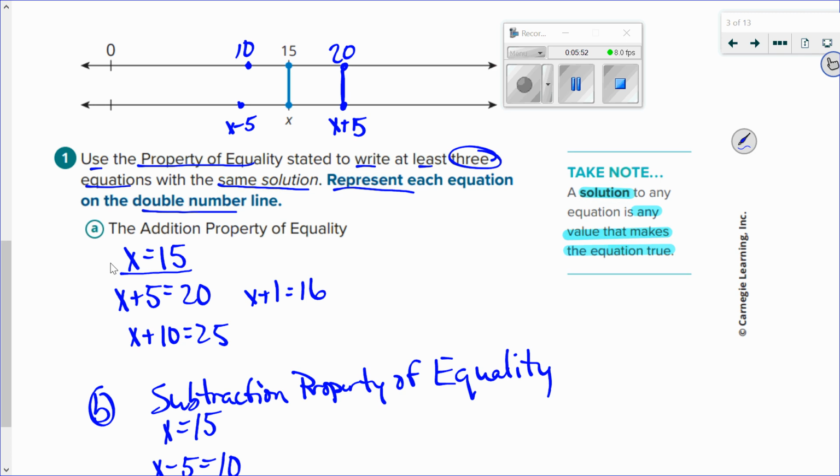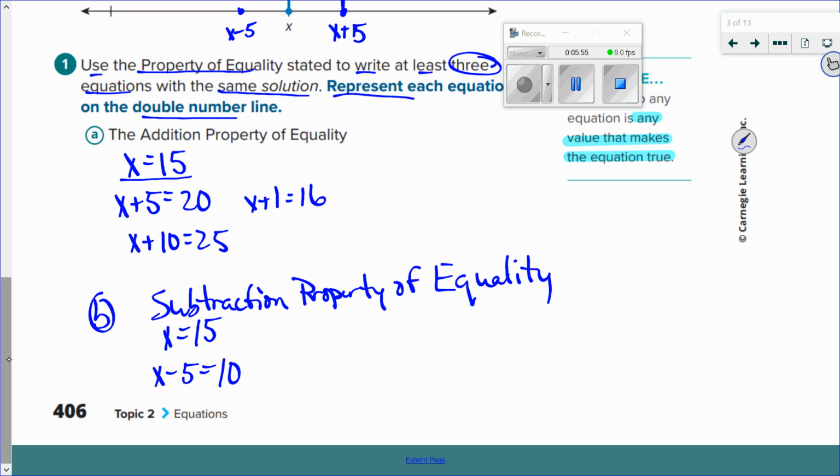The subtraction side does the exact same. So as long as I subtract the amount, so I could have said x minus 1 is 14. I could have said x minus 10 is 5. I can use any number I want to, as long as I take the same amount from both sides. Does that make sense for everybody?